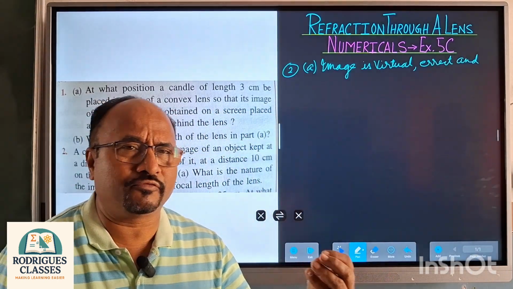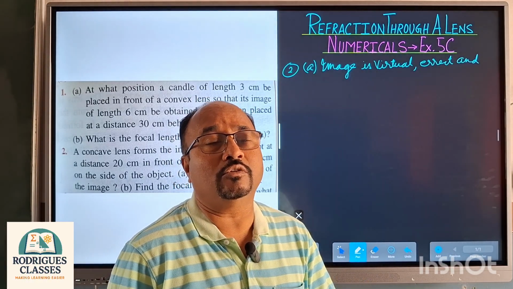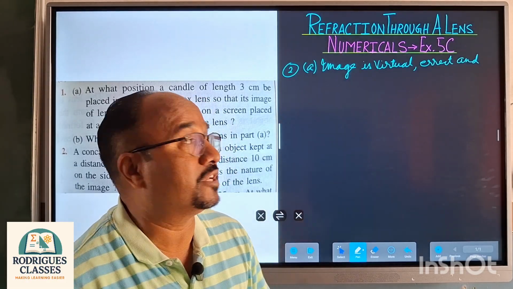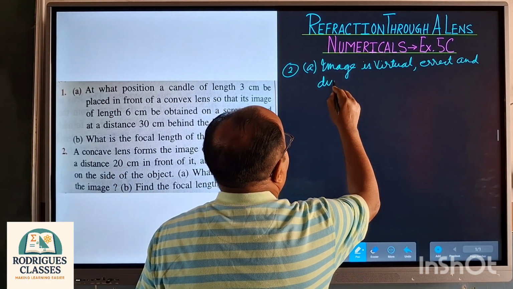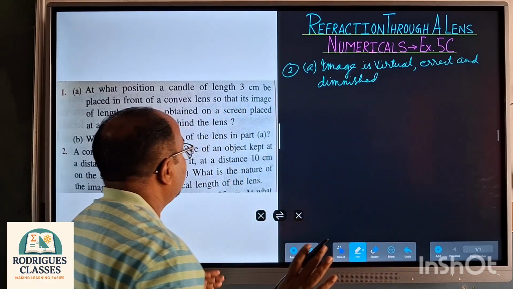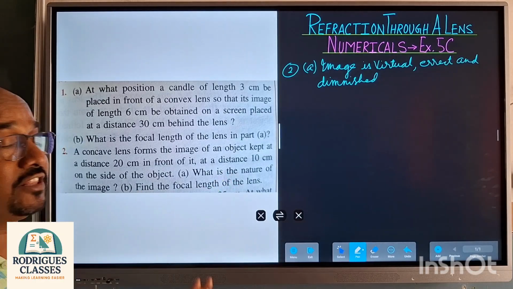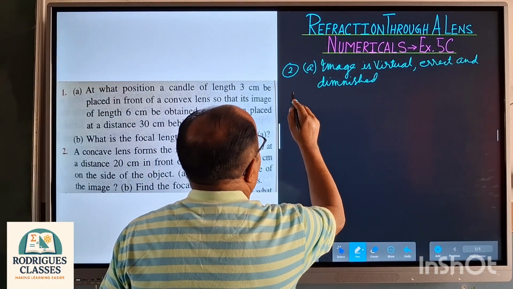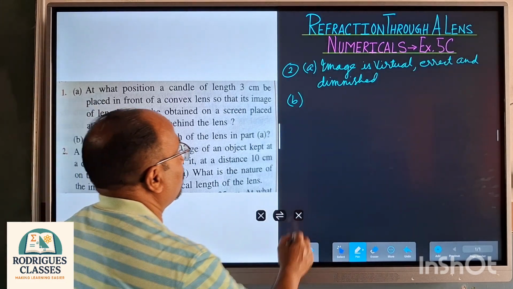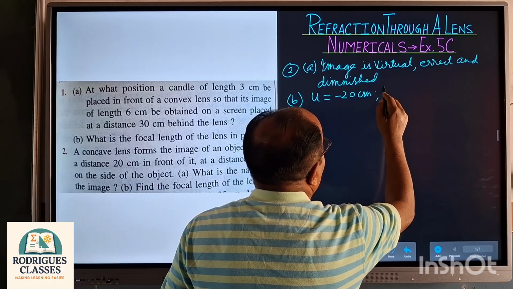So if you are perfect with your ray diagram, without calculation also you will be able to know and write there directly that a concave lens forms a diminished image. So you can write here diminished. So this part is done. Okay, now you are asked to find the focal length of the lens. So for that, first of all, let us write the value. 20 centimeter is the object distance. So U is equals to minus 20 centimeter.